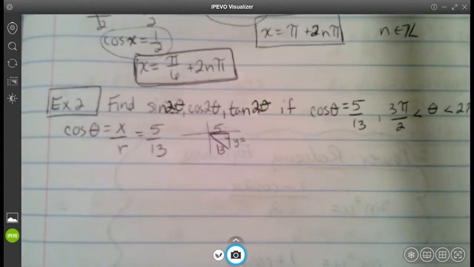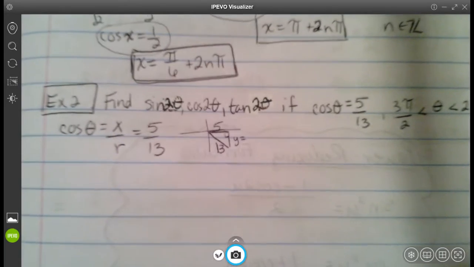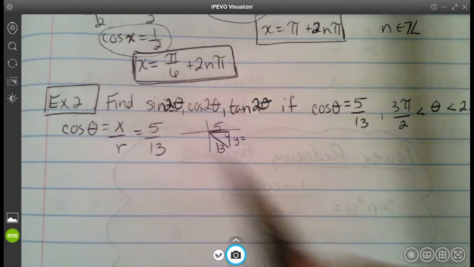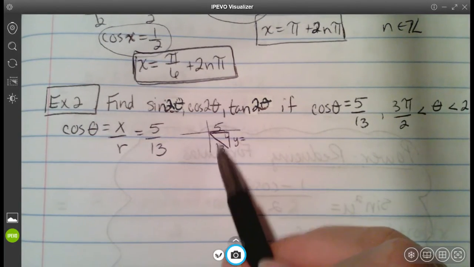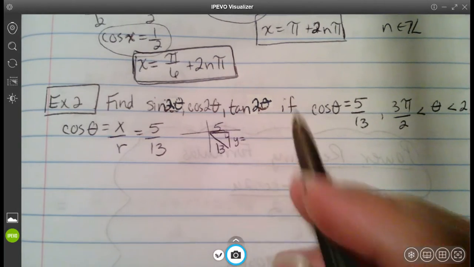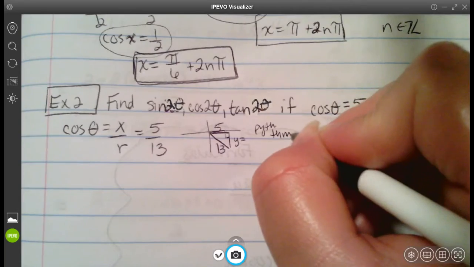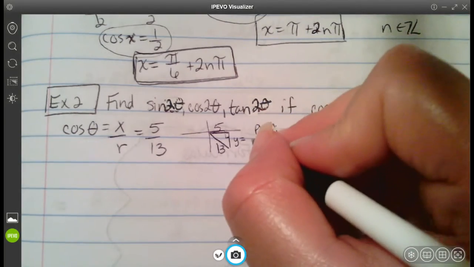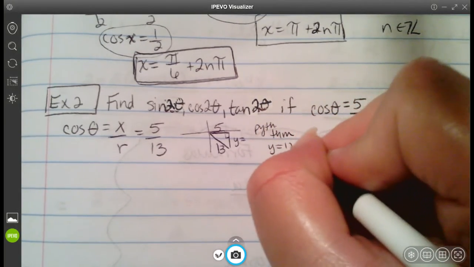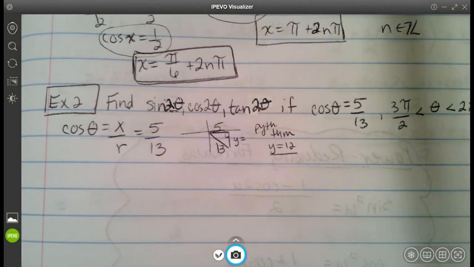I'm not going to go through the whole process here. Let me get that to focus a bit. But basically, this would be 13 squared minus 5 squared and take the square root. So if we use the Pythagorean theorem, we should get that y is equal to 12. And that's going to be useful because we need it for sine and for tangent. So with that in mind, let's go ahead and write.